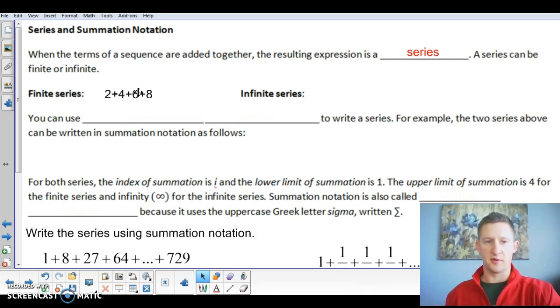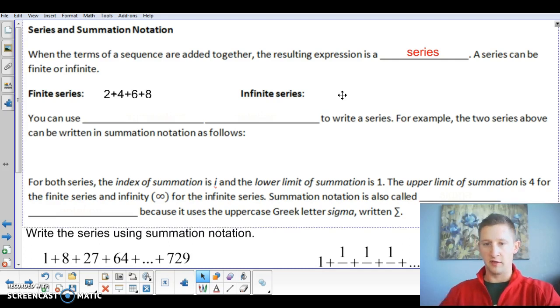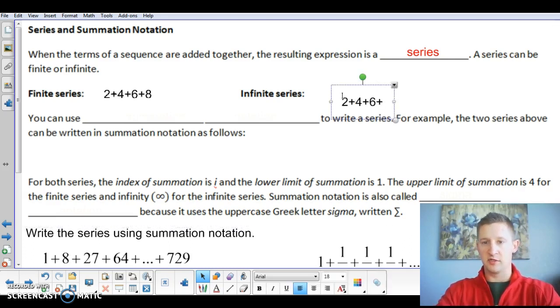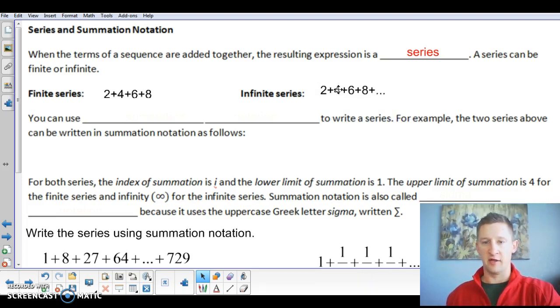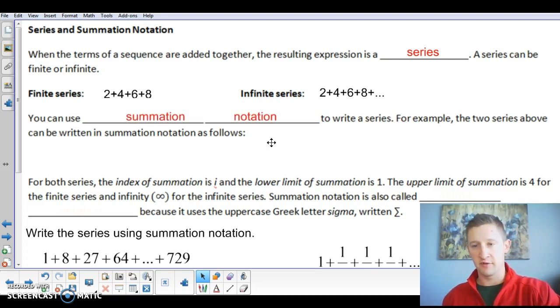So that's the same sequence we had before, but instead of commas in between each term, now we have plus signs. For an infinite series, we might have something like 2 plus 4 plus 6 plus 8 plus ... and it continues on forever and ever without stopping. It is an infinite series. You can use something called summation notation to write a series. For example, the two series above can be written in summation notation as follows here.